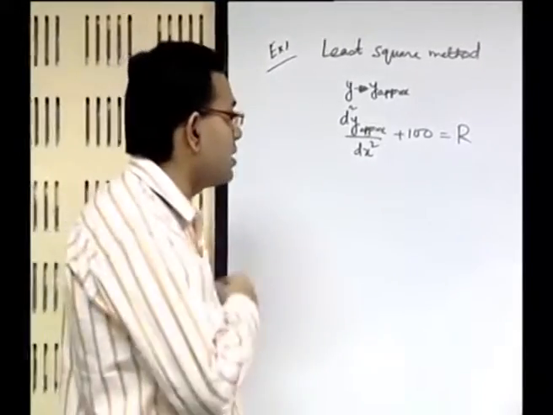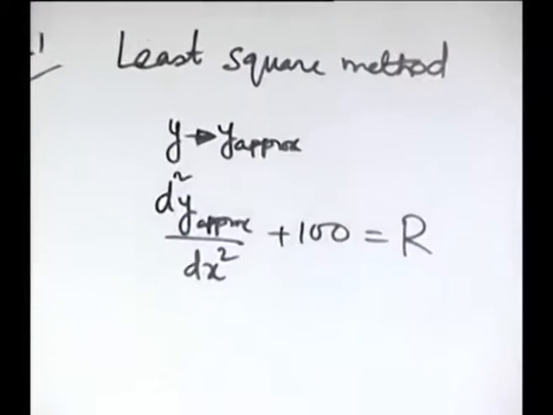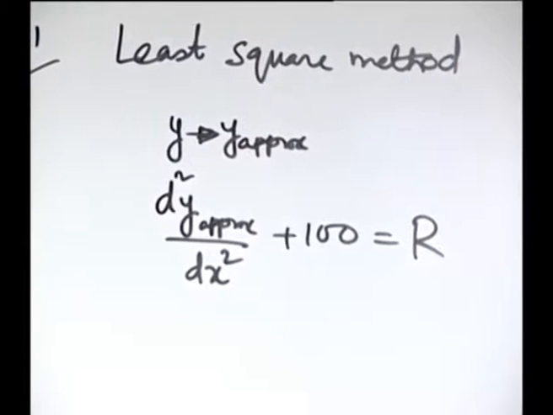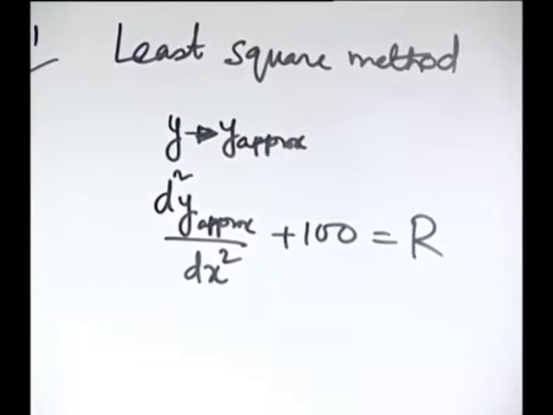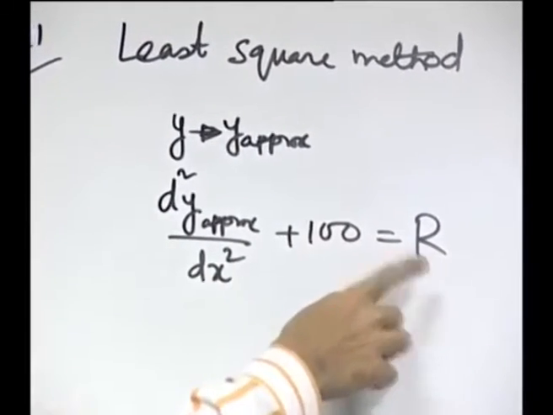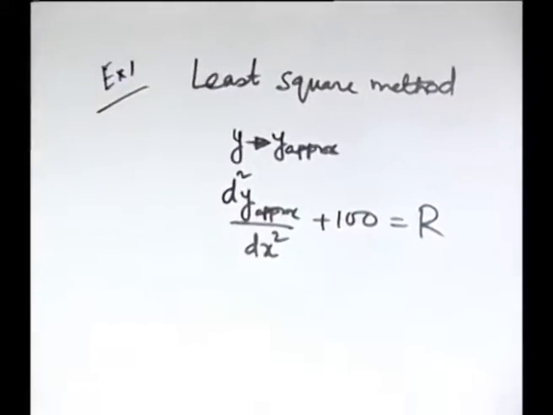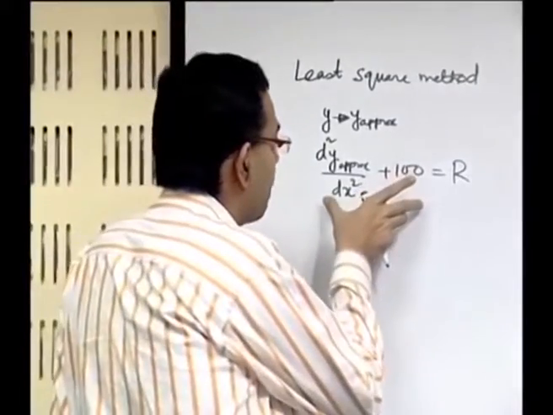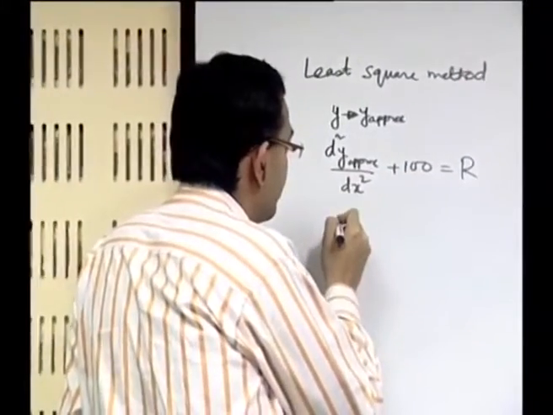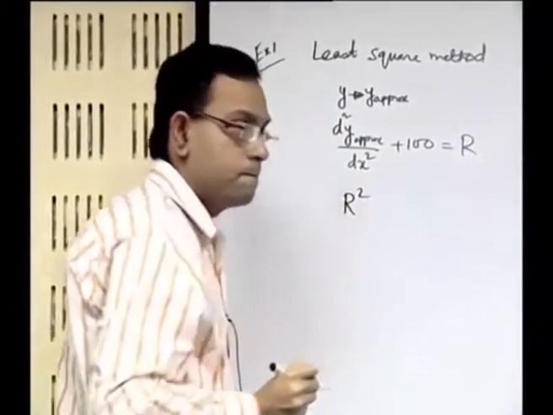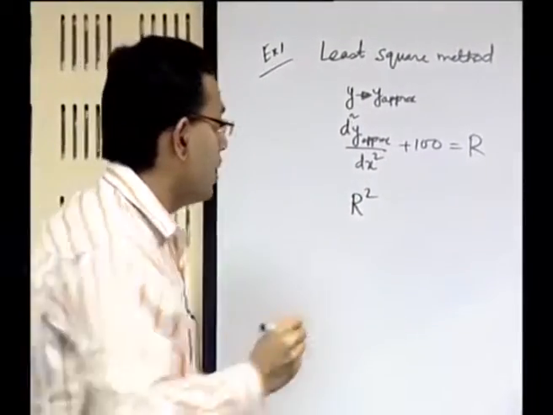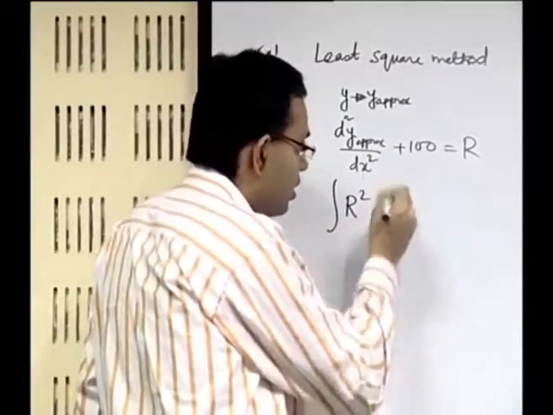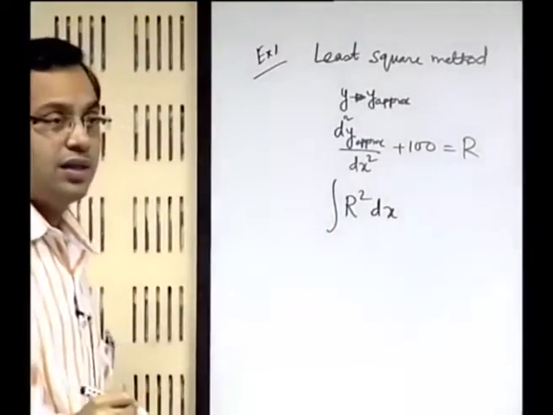So, what you are interested in? You are interested to minimize the value of this square of R. So, how do you do it? You find out what is R square, integrate it over the domain and try to minimize that.